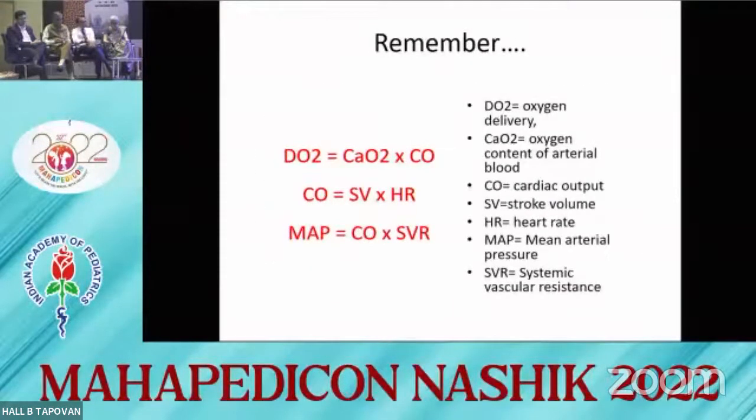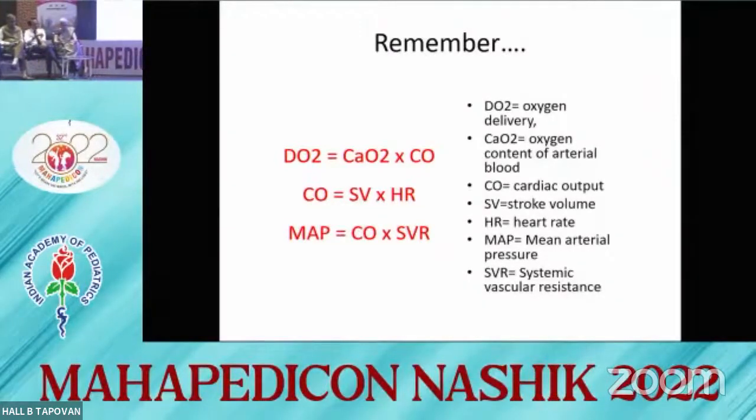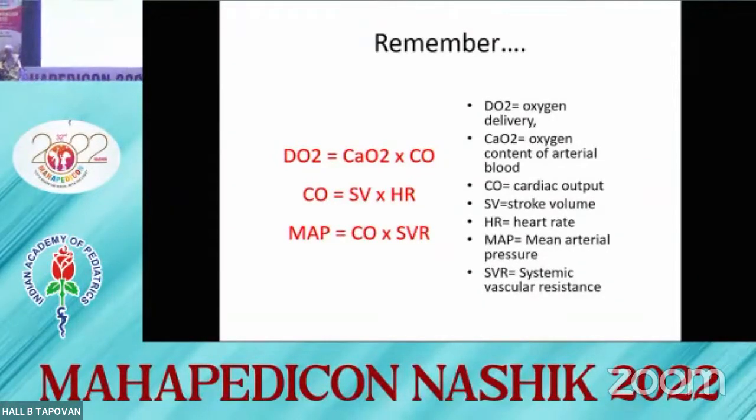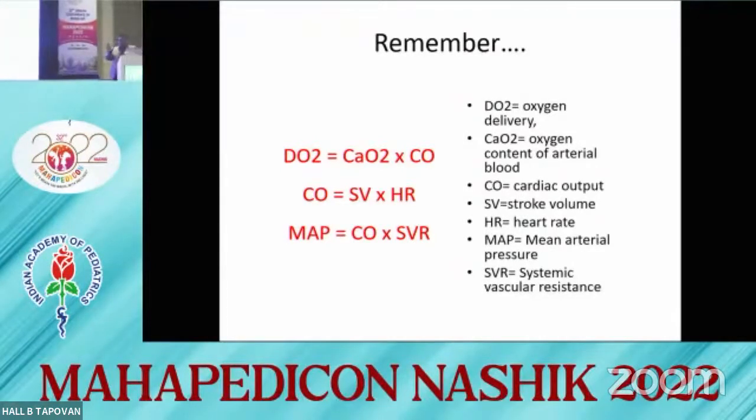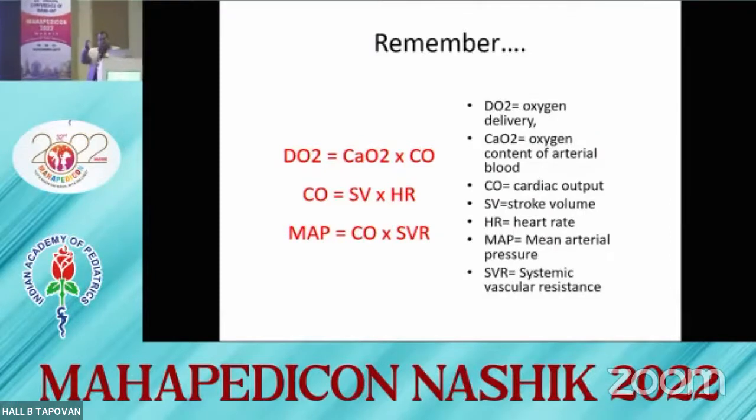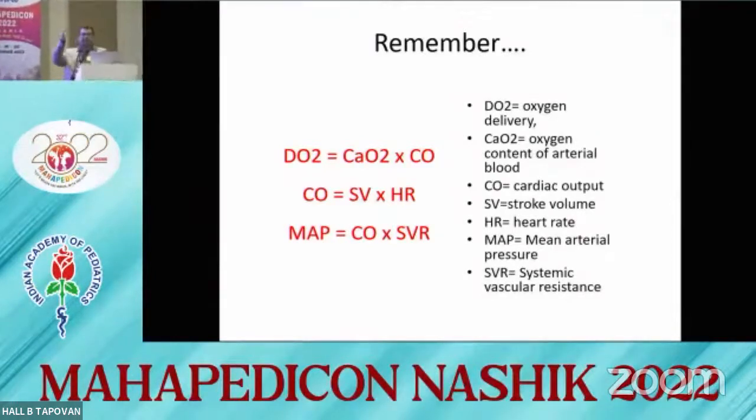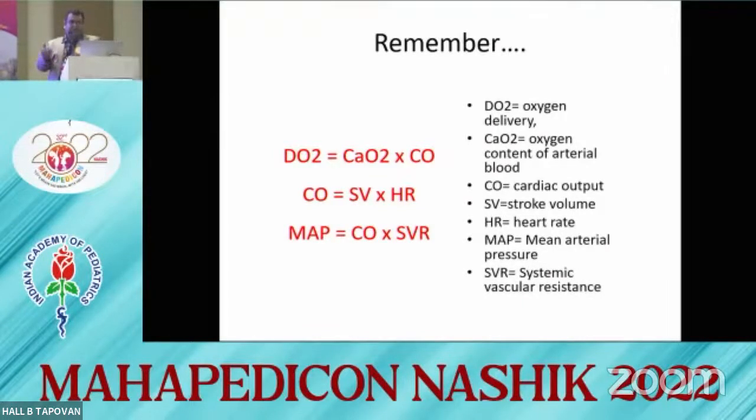This formula is one which actually we should look at. DO2 is the delivery of oxygen to the tissues. It is dependent upon the content of oxygen and the cardiac output. So if the content of oxygen is less, that means the hemoglobin is less. Get up the hemoglobin. It will improve your delivery of oxygen. If your cardiac output is less, then look at the systemic vascular resistance and the heart rate, and accordingly the stroke volume and the heart rate. And improve the stroke volume whenever possible.